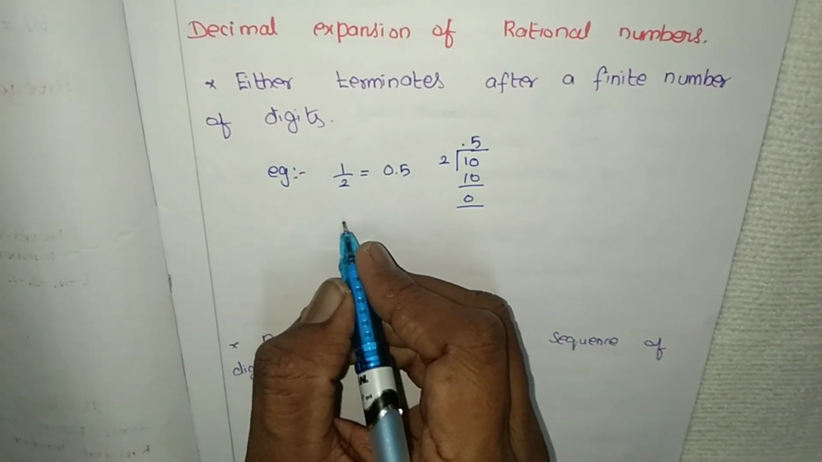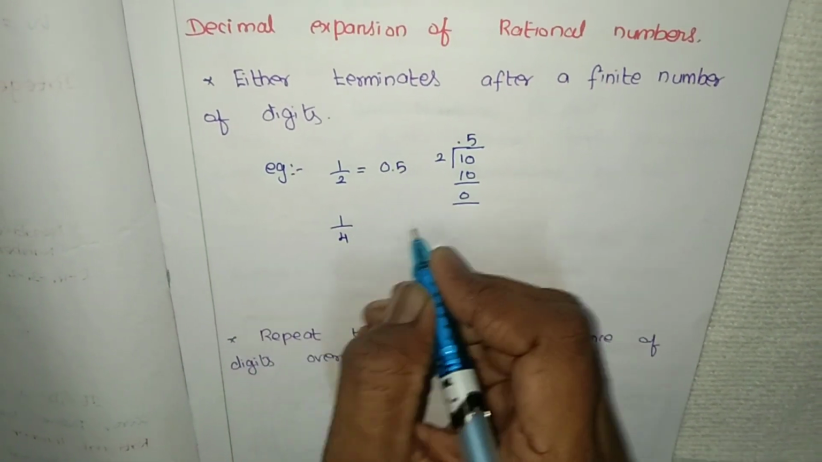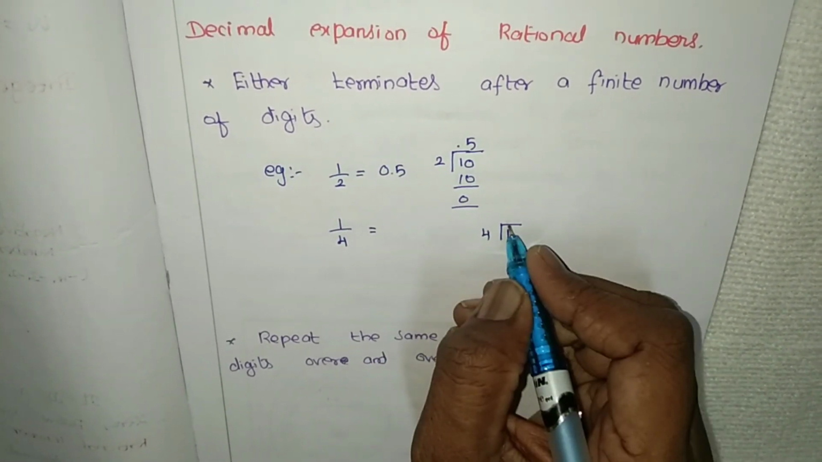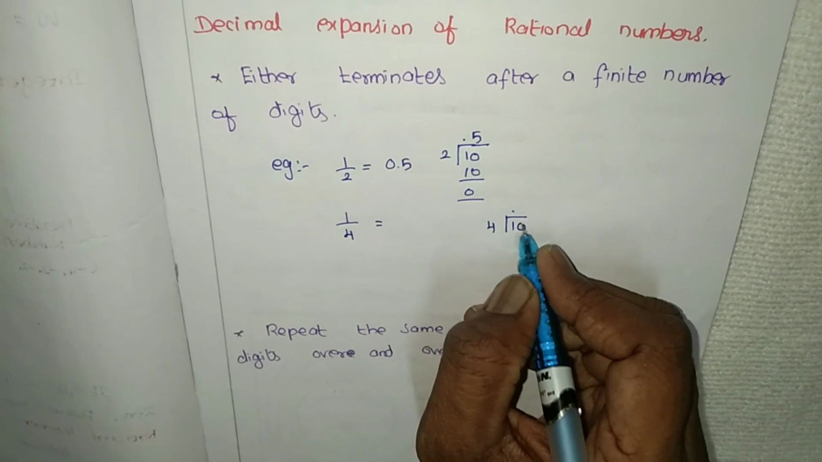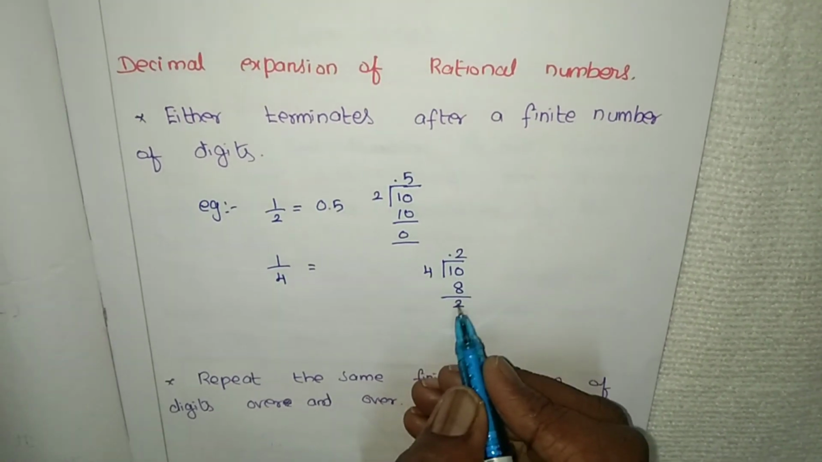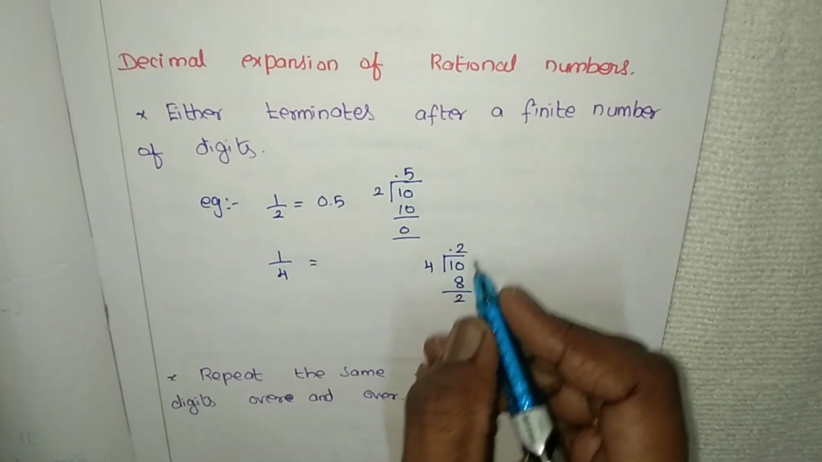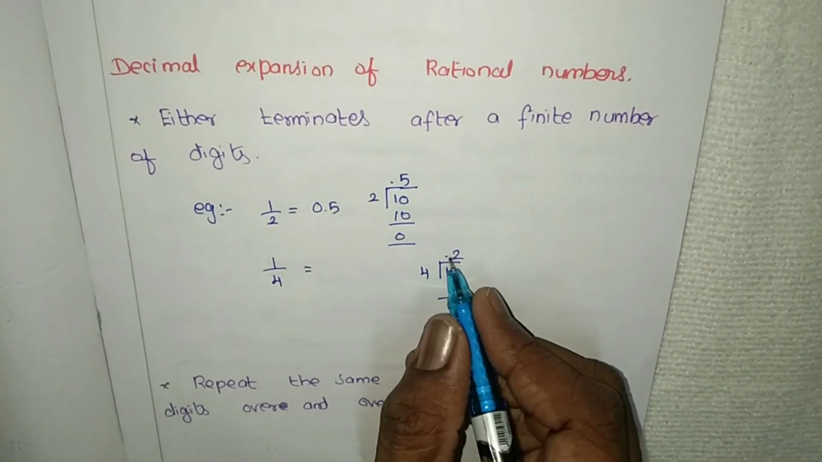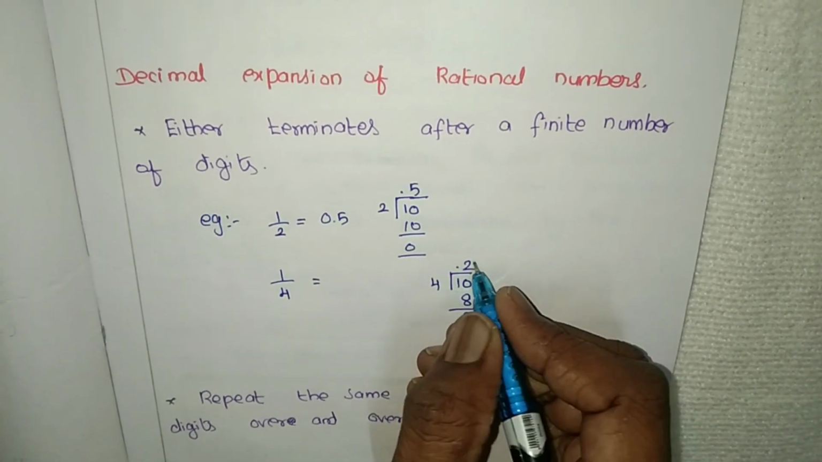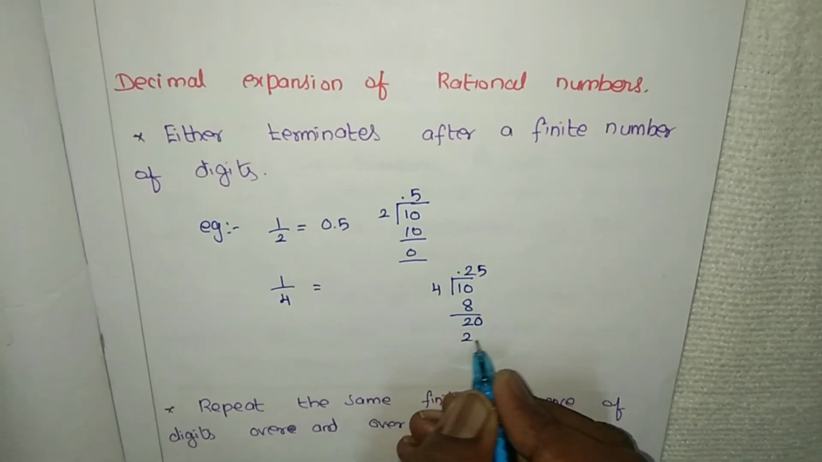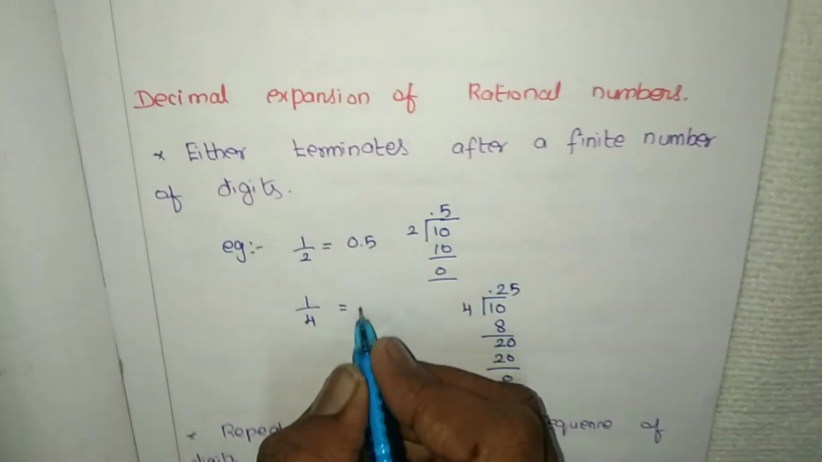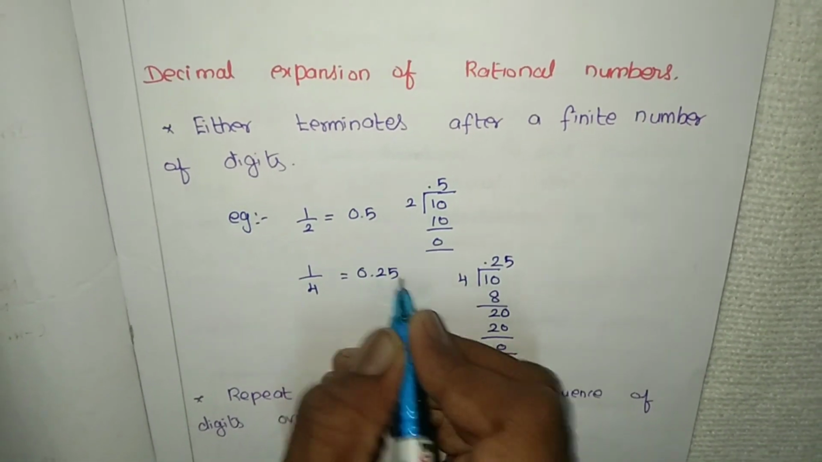I give one more example, 1 by 4. So I am going to divide 1 by 4. Put a decimal point. You can add 1 zero. 4 2s are 8. Remainder 2. Here the decimal point is there, so you can add 1 zero. 5 4s are 20. So the decimal expansion of 1 by 4 is 0.25.